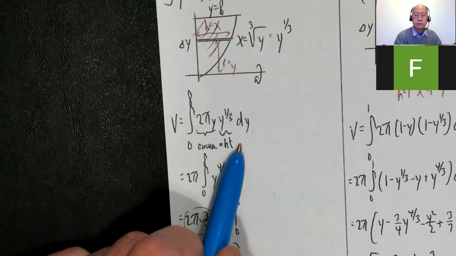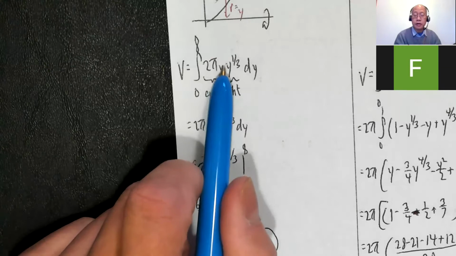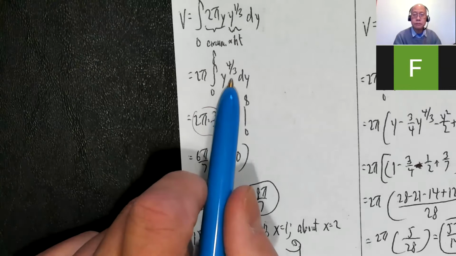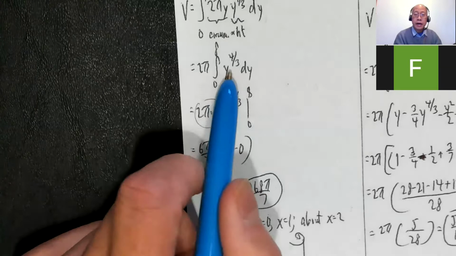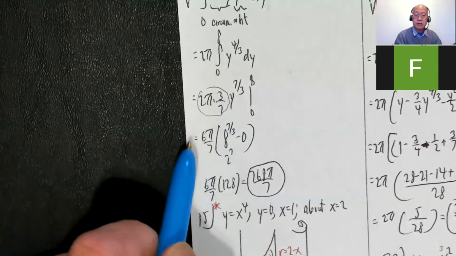Right, so there we go. Take out the 2 pi, y to the 3/3, right? Y to the 1. Y to the 3/3 times y to the 1/3 is y to the 4/3. All right, so power rule, add 1 and divide by the new exponent, 2 pi. Y to the 7/3 divided by 7/3 means times 3/7. So this comes out to be 6 pi over 7.